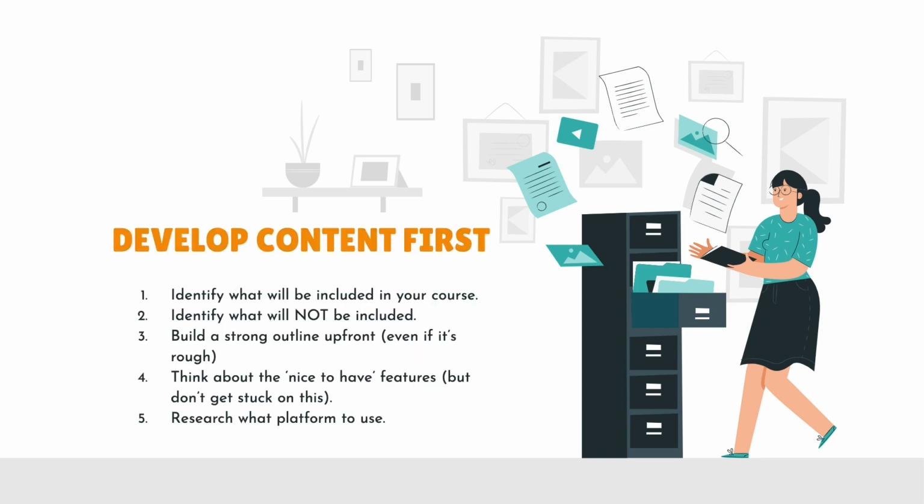Okay, so in order to develop your content first, you might want to do a couple of things. The first thing that you want to do is identify what will be included in your course. What kind of content, what sort of topics are you talking about, how much content you're using. You just want to get a broad overview of what your course includes. Then the second step is to identify what will not be included. And this will already give you a really good idea of what's going to be the crux of your course.